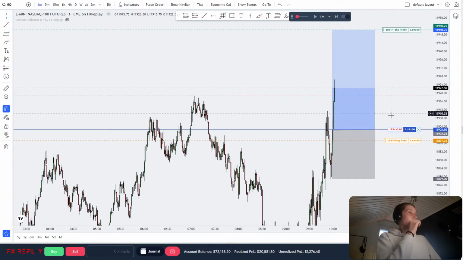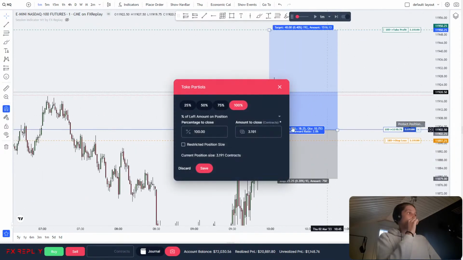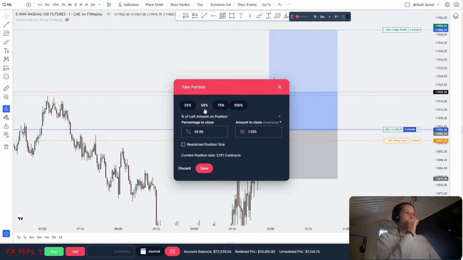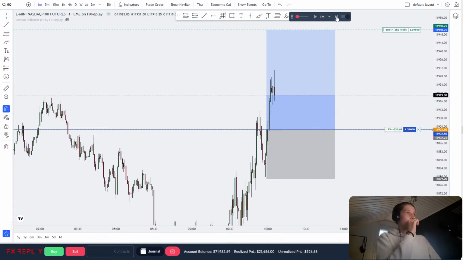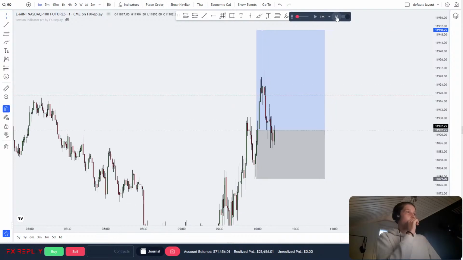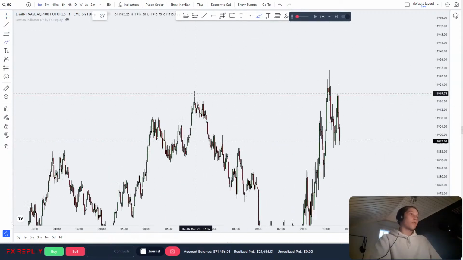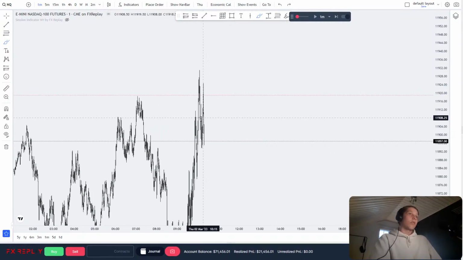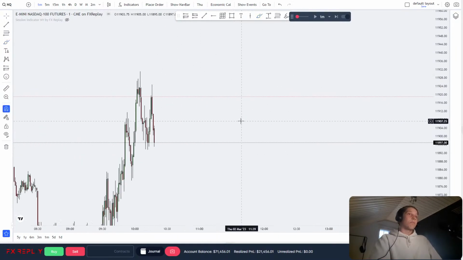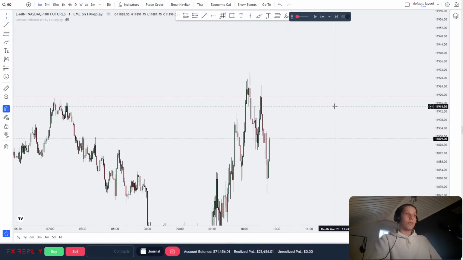meaning that we need to close 50% minimum, and then just let it run. Yeah, we made some profits there. If you prefer, you could close fully at that liquidity pool, because that's a pretty good point to go full profits at.